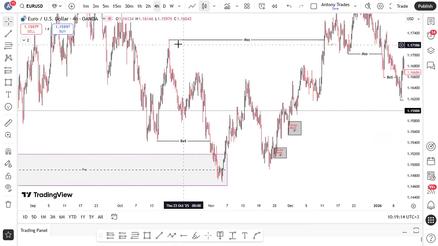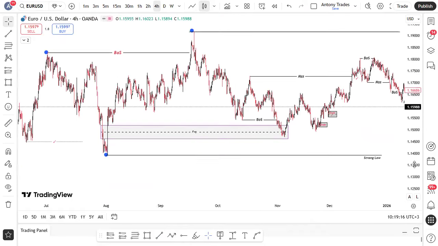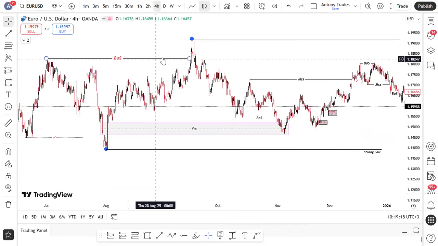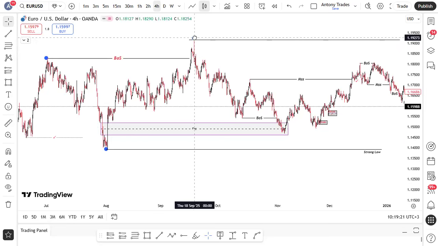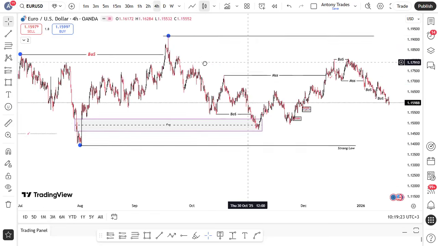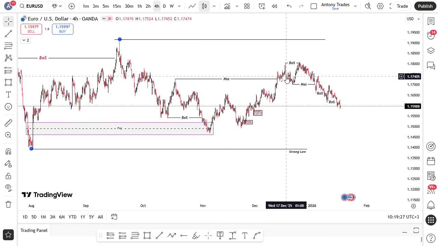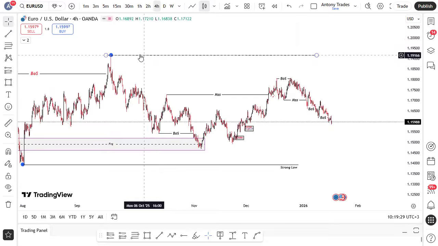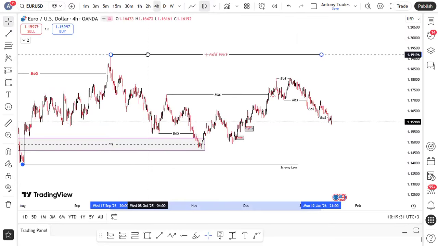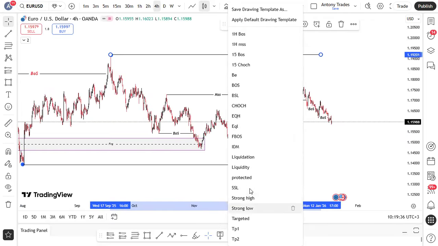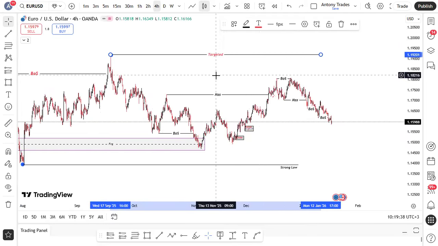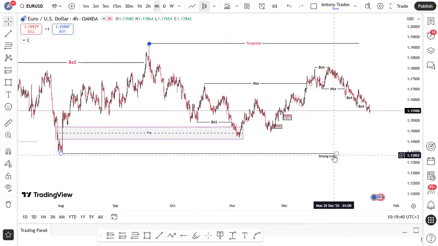Don't forget that because remember the swing structure is bullish. Remember the swing structure is bullish. Market came to this extreme PO high and then gave us a change of character. So we are expecting the market to come and take out this high. As simple as that. So this one should be our targeted high and this is our strong low.